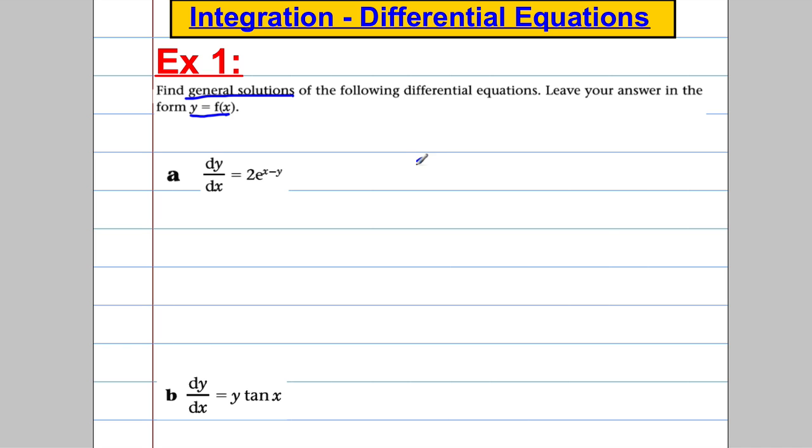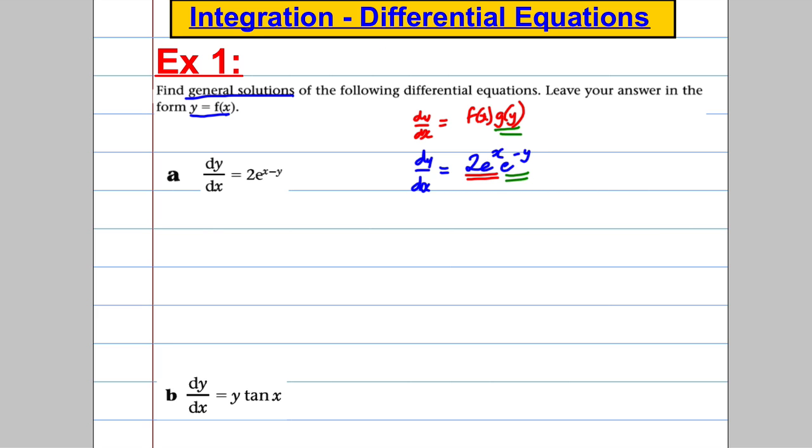Straight away, I'm going to write dy by dx is equal to 2 e to the power of x e to the power of negative y. I needed to break this up so it was a function of x multiplied by a function of y. Remember, we want our differential equations in this form, f of x, g of y. Now my f of x can be this thing here, and my g of y can be this thing here.